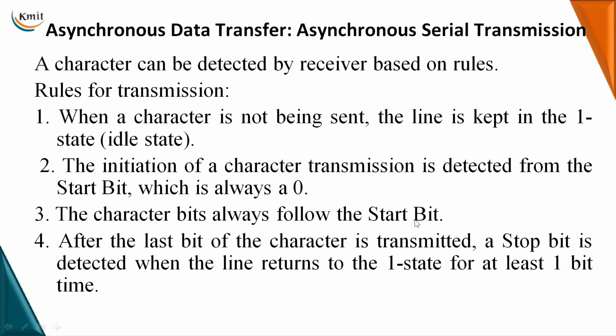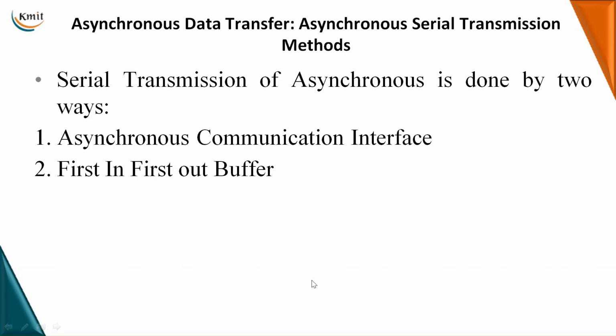Your ASCII value is an 8-bit value, so 8 bits represent your character. After the last bit of the character is transmitted, a stop bit is detected and the line returns to the one state. So after 8 bits, whenever it reaches the 1 or 1 1, that indicates a stop bit. That is how a receiver detects a particular character.